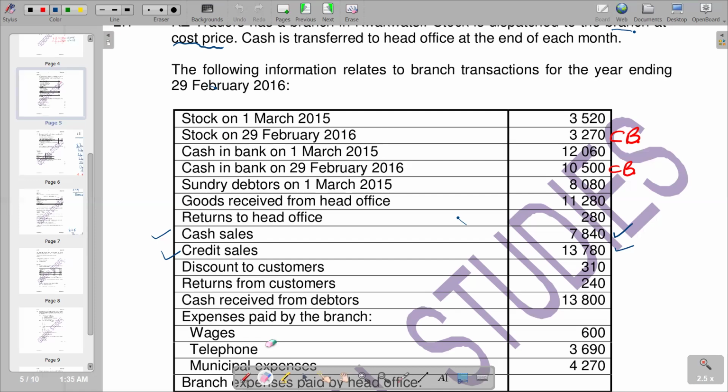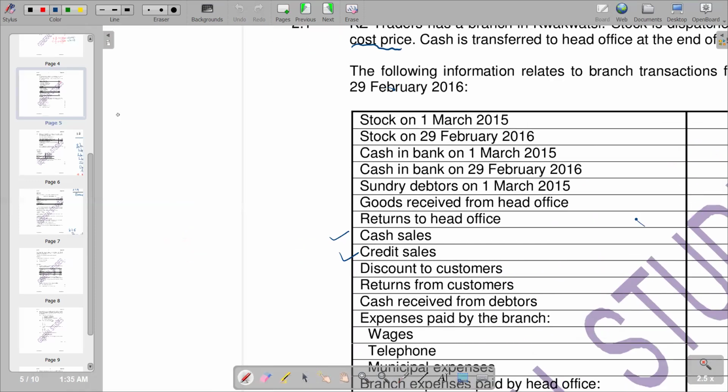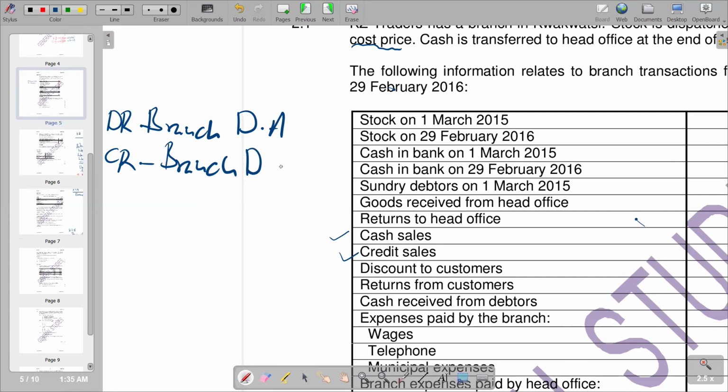Maybe we can try to put that double entry down, whereby we are saying we debit, and we credit the branch debtors. So that's the double entry for discount allowed. So according to information given, branch discount allowed is not there. So we're not going to make it. So you just go to the credit side of the branch debtors and put our 310.